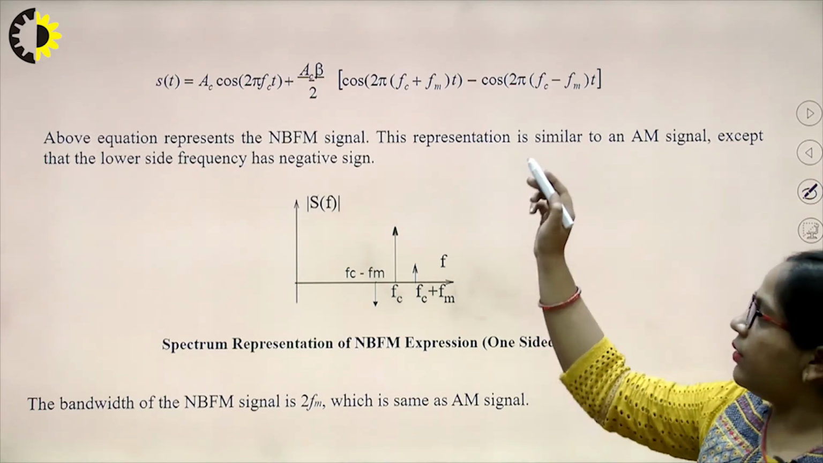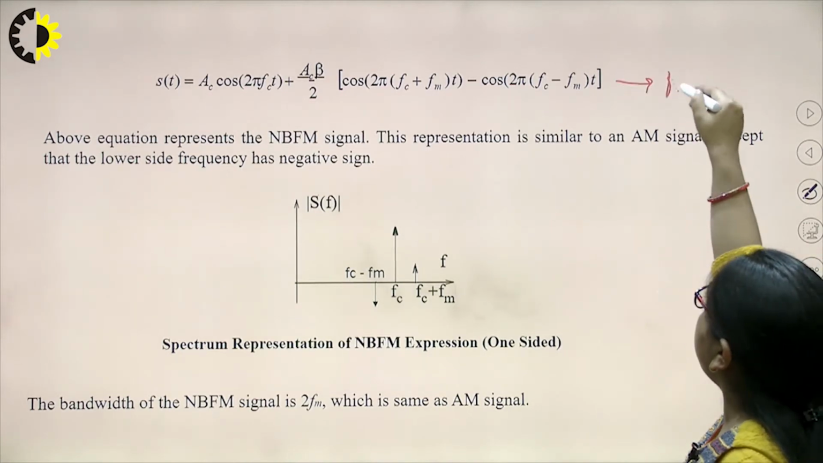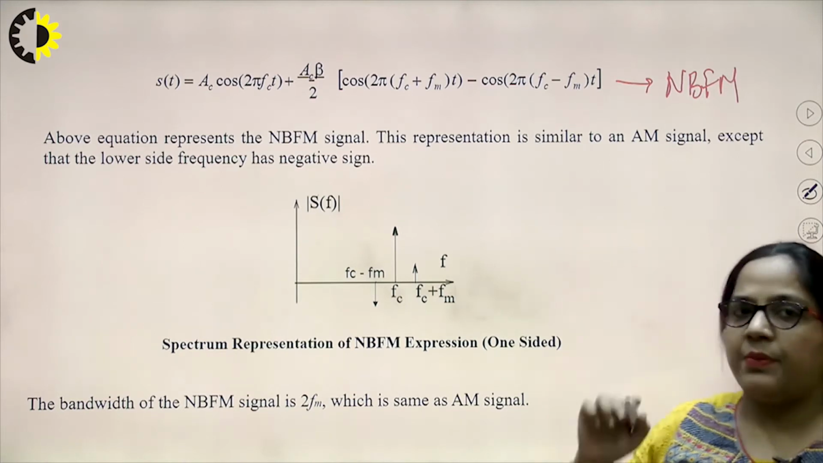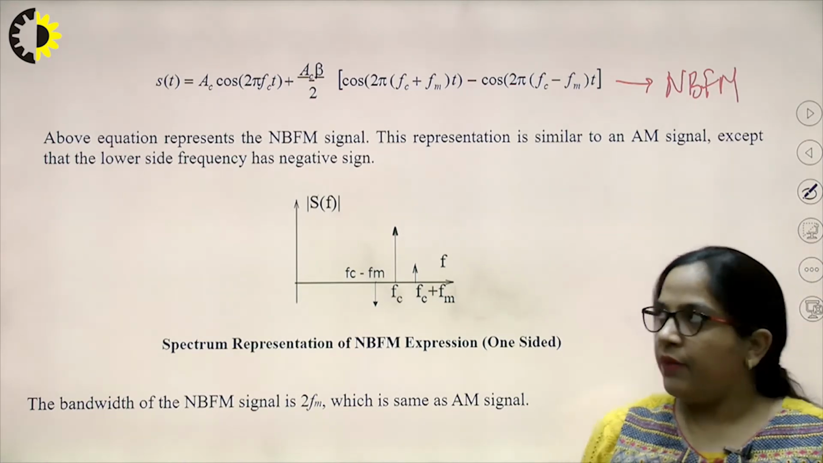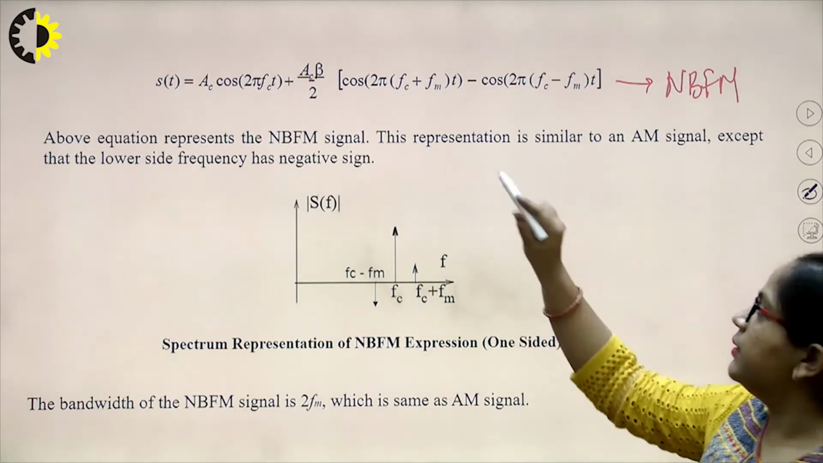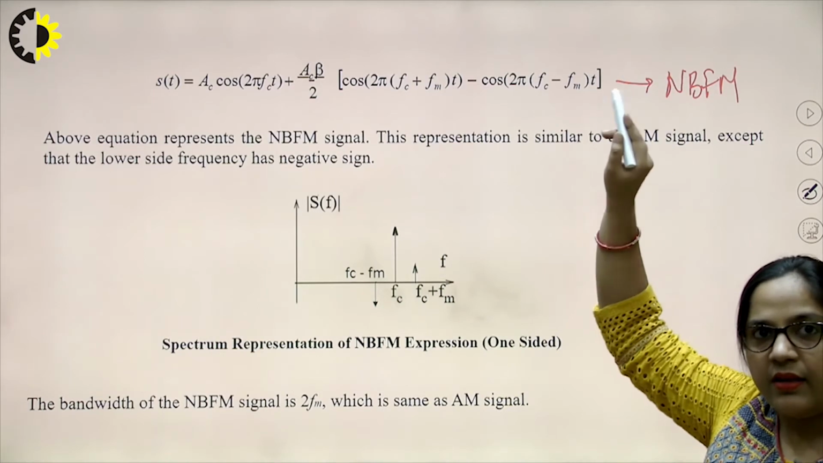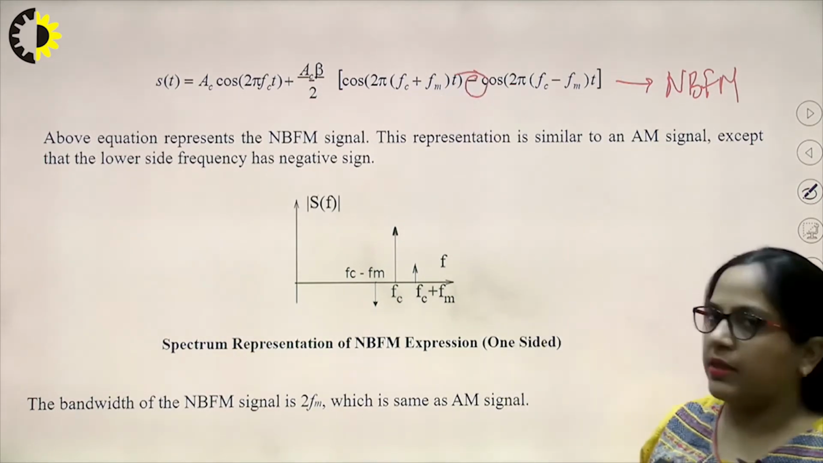If we observe this equation, that is the expression for NBFM, it is much similar to the expression of an amplitude modulated signal. In the case of amplitude modulation the expression remains the same, with the difference that instead of getting a negative sign we will get a positive sign.